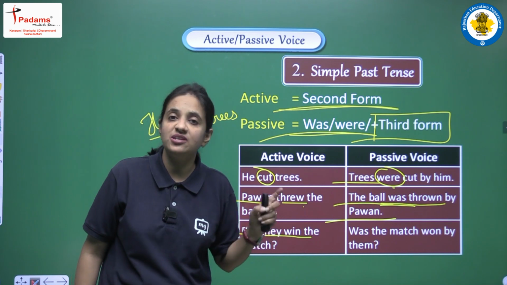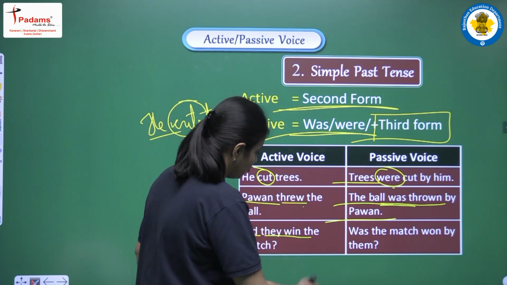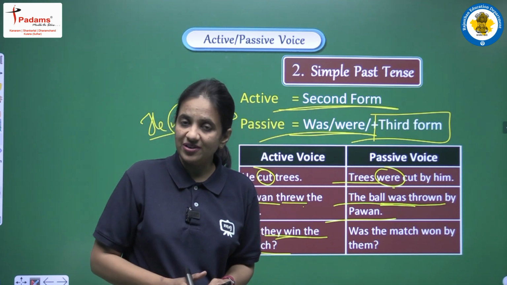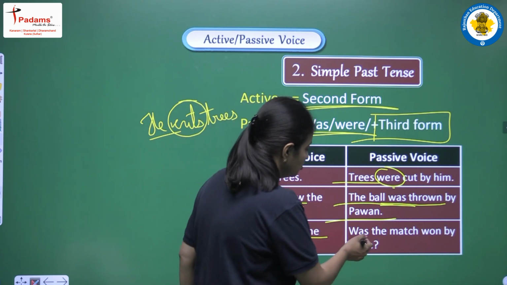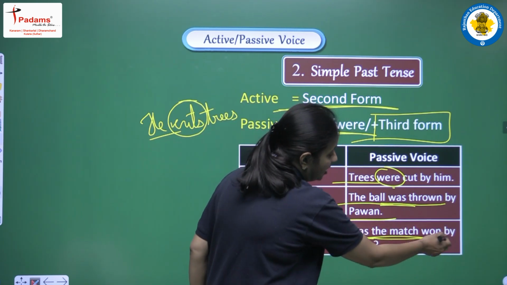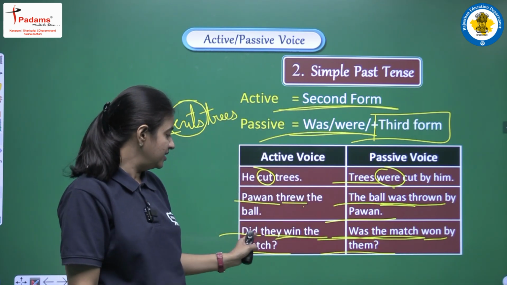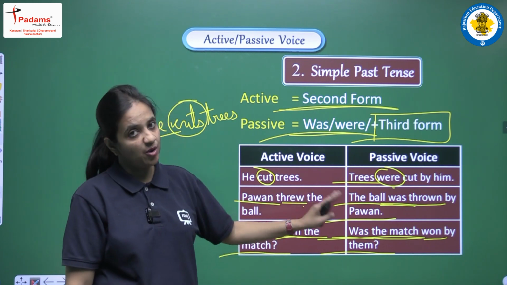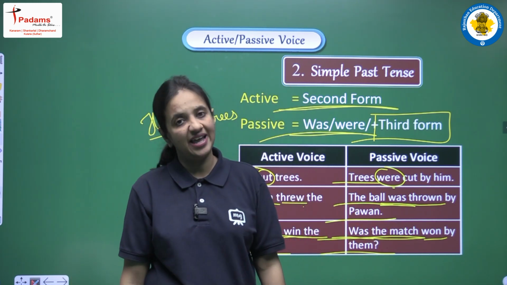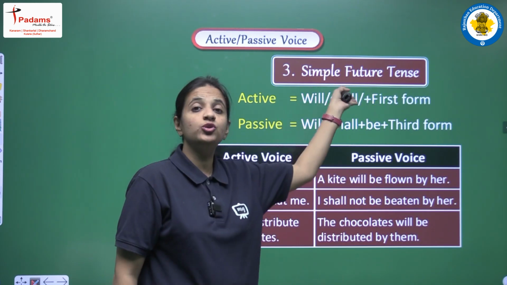It means that in passive voice also we have to make an interrogative structure. So for that, first of all, let's focus on the object, that is the match. It's a singular one, so for singular things we always use was. So yes, our sentence will be: was the match, third form won, and then by them. So our sentence is did they win the match, and the passive voice will be was the match won by them.